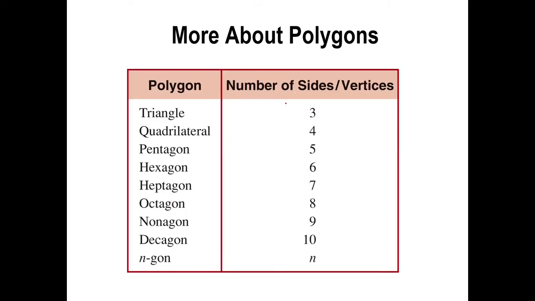There are different types of polygons, and remember, polygons are simple closed curves with line segments as sides. A triangle has three sides. Quadrilaterals have four sides. Pentagons have five sides. Hexagons have six sides. Heptagons have seven sides. Octagons have eight sides. Nonagons have nine sides, and decagons have 10 sides. If we have more sides than that, we typically refer to it as an n-gon.